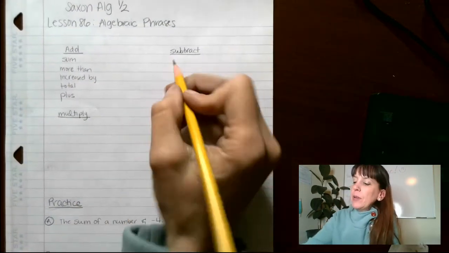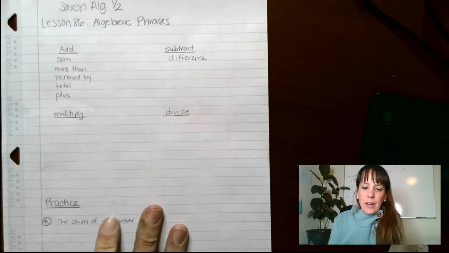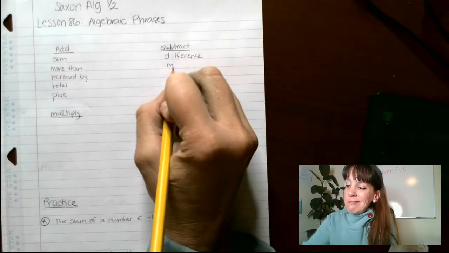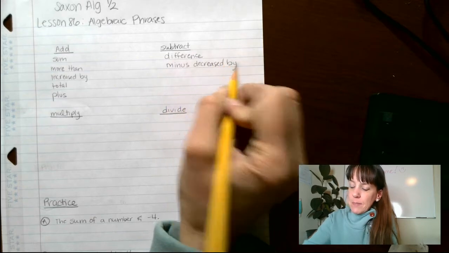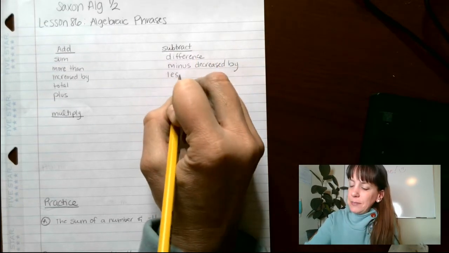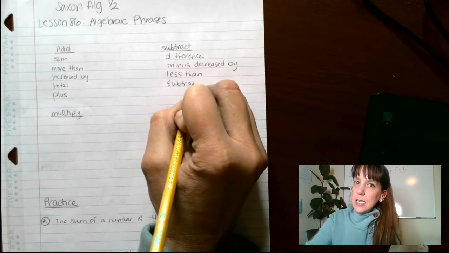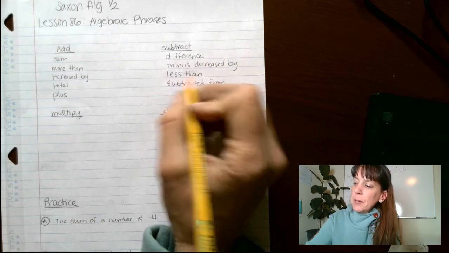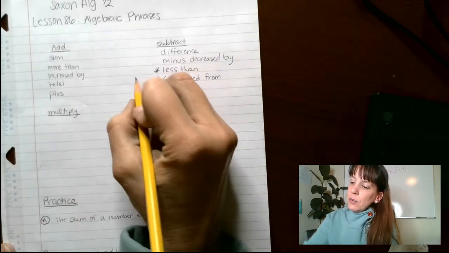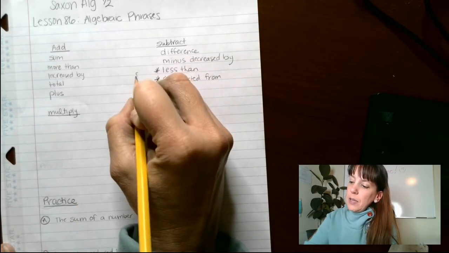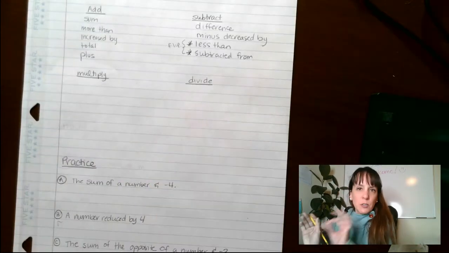For subtraction, the big one that I always harp on is difference. Now, something like minus or decreased by, and then we have less than, and subtracted from. Now, I'm gonna put a big star by those. Those mean that we have to flip those around. So put flip. Okay, you're gonna flip. We'll talk about that in a minute.